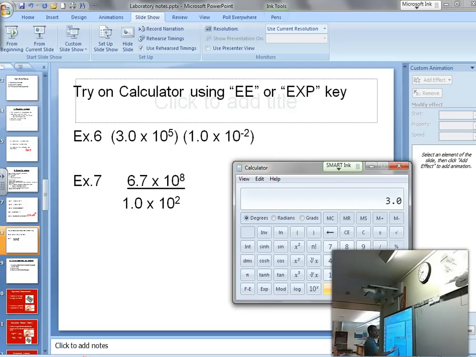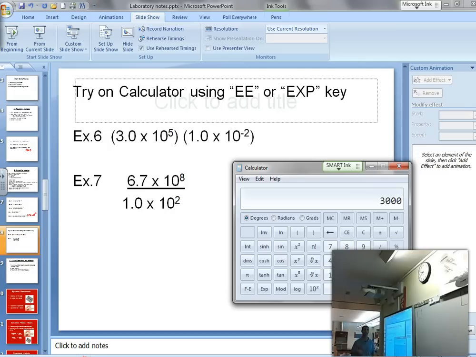So instead of hitting times 10 and figuring out the exponents and parentheses and all that, all you got to do is find this double E's or the EXP key. For me, it's right here. So I hit that, and then it gives me E to something or a capital E. That means times 10, that E. So we're going to times that by the power of 5. And then I'm going to multiply that times 1.0. Again, I find that exponent key, times 10 to the negative 2. Okay? My answer is 3,000.